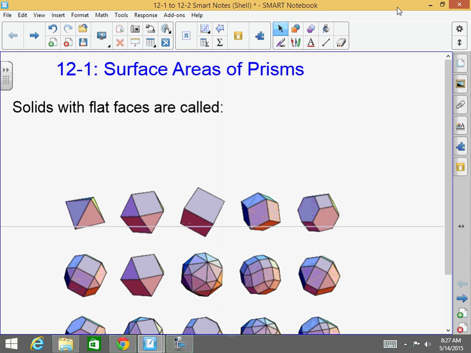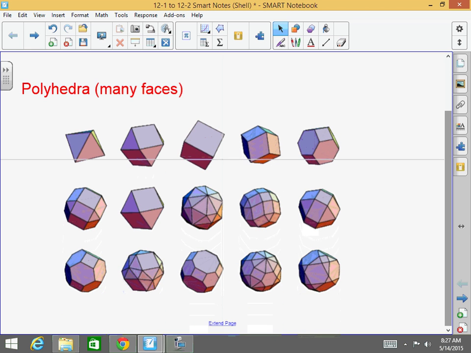So without any further ado, solids with flat faces are called polyhedras. So all of these here in front of you are polyhedras. When you're playing a game and you roll dice, that's a cube, but it's made up of flat faces, so that would be considered a polyhedra. Any 3D figure basically with flat faces is a polyhedra. Pyramids, any type of prism, these are all polyhedras.